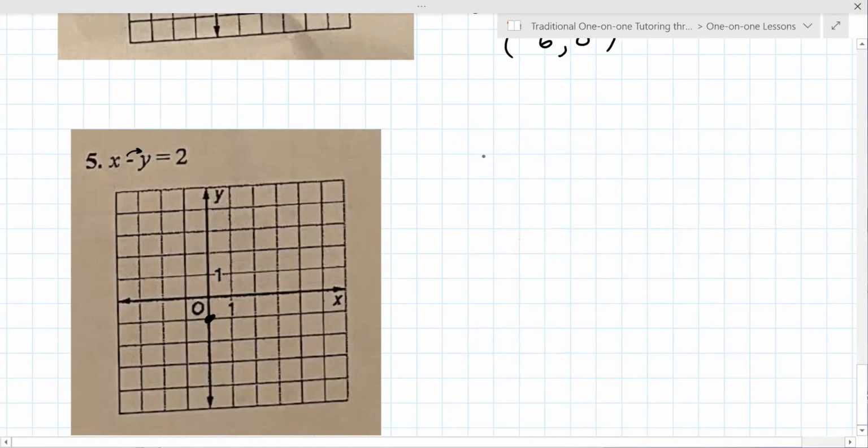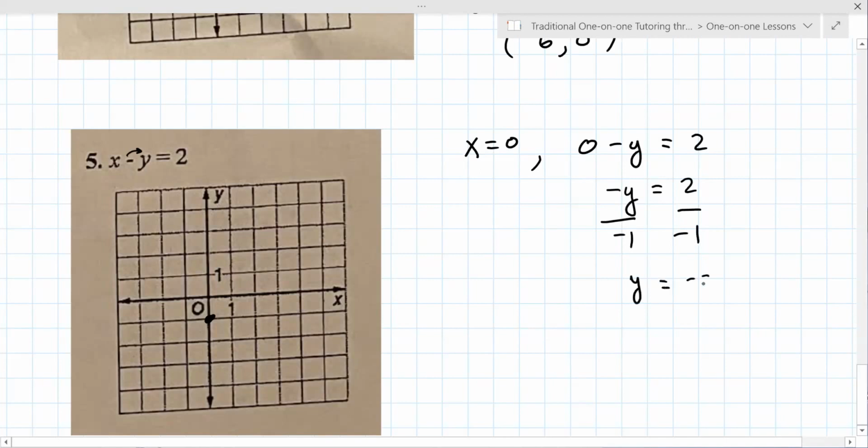So you say x equals 0. You put 0 in for x. 0 minus y equals 2. The 0 goes away because it doesn't contribute anything. So what do you divide y by? -1. So y equals -2. Oh, I see now. I don't know how I said it, but I got it now.